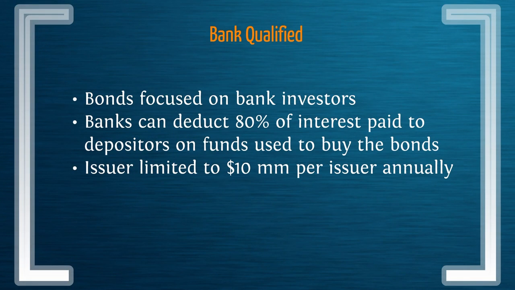A certain type of municipal bond is called a bank qualified bond. This is targeted to encouraging banks to invest in municipal bonds and making it easier for the issuing government to raise funds. There is a limit of $10 million per issuer annually, and the main incentive is that 80% of interest paid is deducted by the bank, which makes their investments have a higher return.